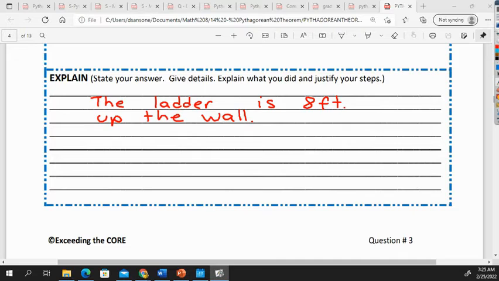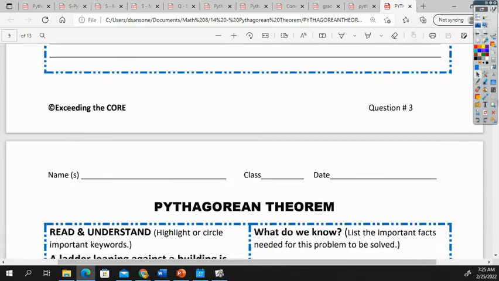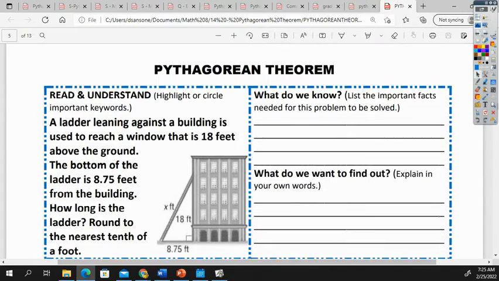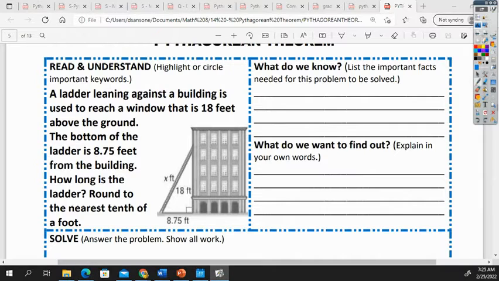All right, I'm going to go down, make sure you have our answer, and then let's go look at our next problem. All right, so here we have a problem. Once again, we'll read and underline the important words.